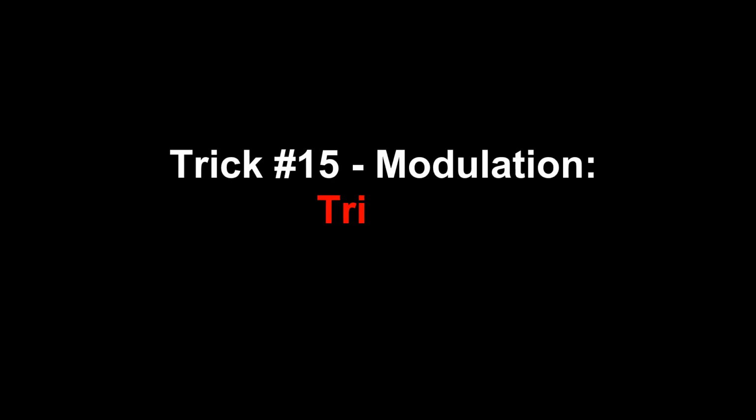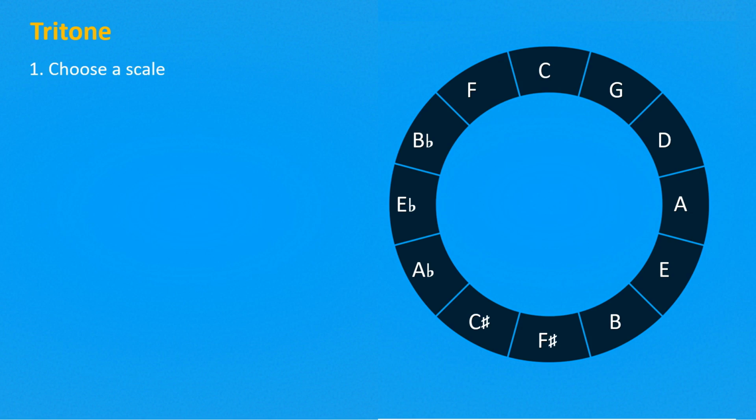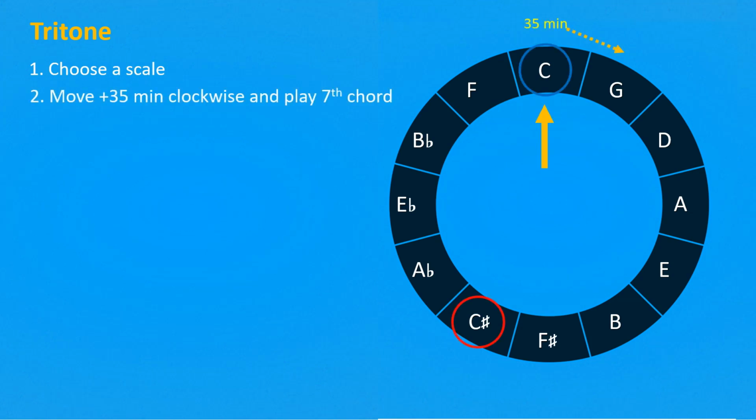Trick number 15. Modulation. Tritone. Choose a scale, for instance C major. Move 35 minutes clockwise from C and play the 7th chord, G sharp 7. Let's go to its tritone scale, F sharp major.